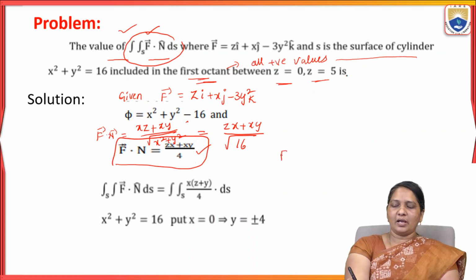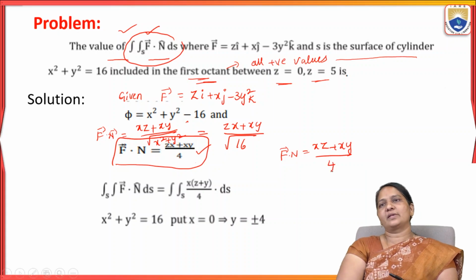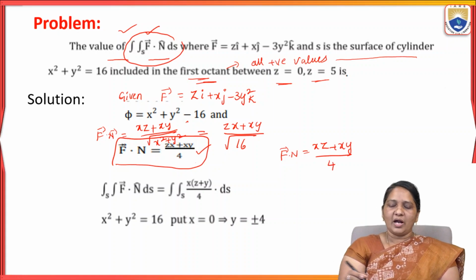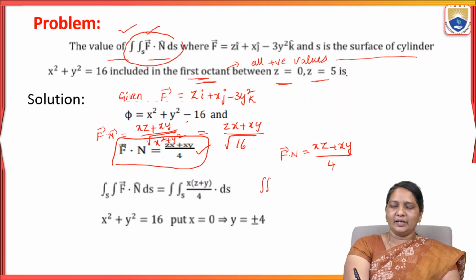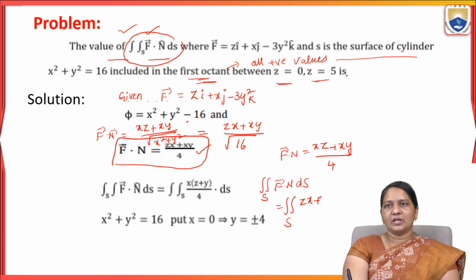So now I have f bar dot n, that value is xz plus xy by 4. Now I am going to integrate the value. That means I am going to calculate the double integral over s of f bar dot n ds. So the double integral over s of f bar dot n means xz plus xy by 4 times ds. Up to this part we got the final value.